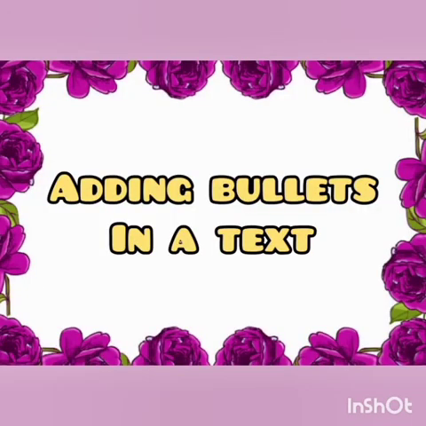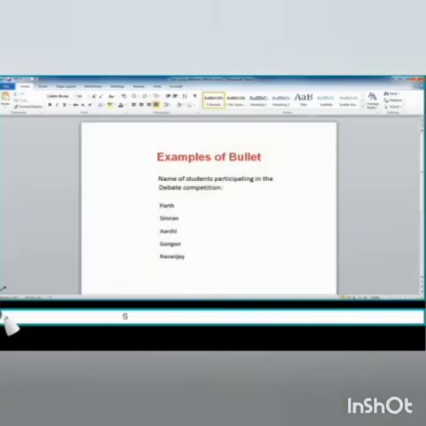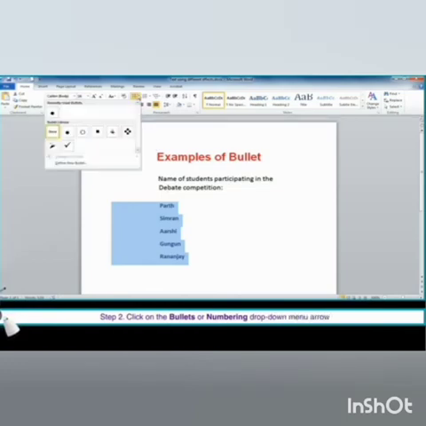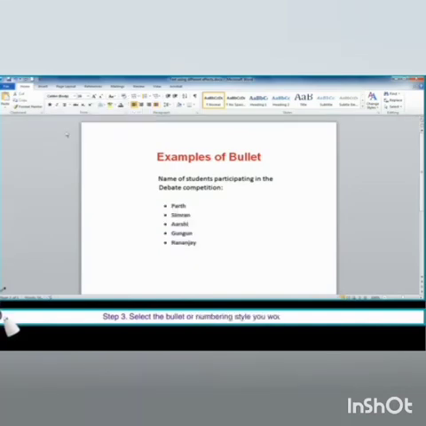Adding bullets in a text. To add bullets, follow the given steps. Step 1. Select the text that you want to format as a list. Then step 2. Click on the bullets or numbering drop-down menu arrow in the paragraph group on the Home tab. Then step 3. Select the bullet or numbering style you would like to use, and it will appear in the document.